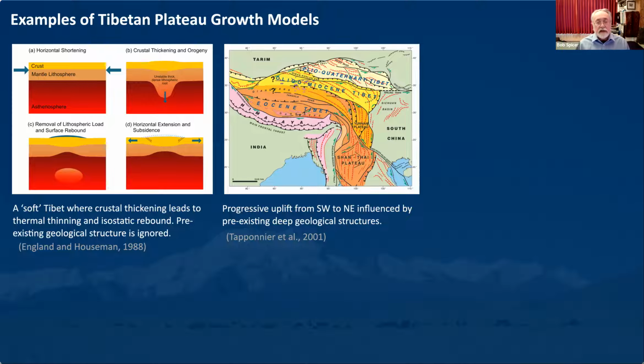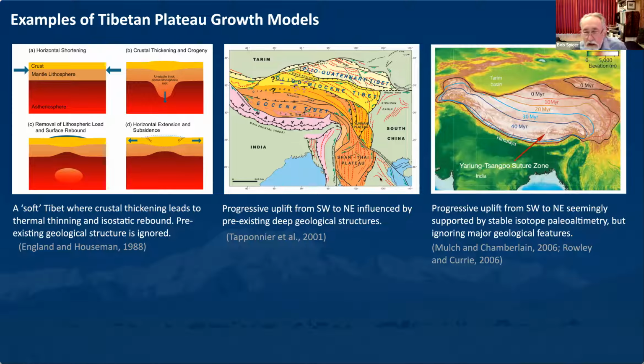So Tapponnier et al. in 2001 proposed a model whereby India comes in from the south, compresses Eurasia, and we get progressive building of the highland region, starting in the Eocene in the south part of the plateau, progressing to the northeast. So the youngest uplift is occurring up here. What Tapponnier et al. didn't say much about was the Himalaya, but by implication, the Himalaya were also formed very early on in the Eocene or even before, according to this model.